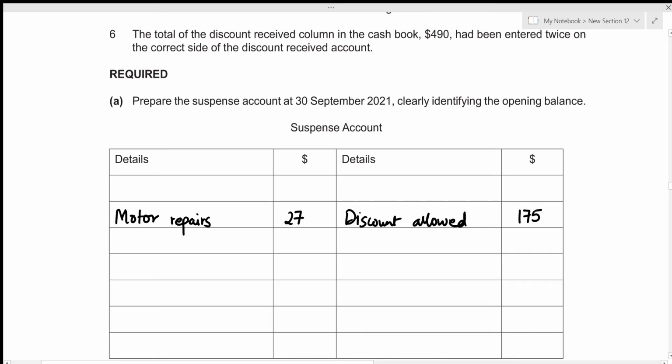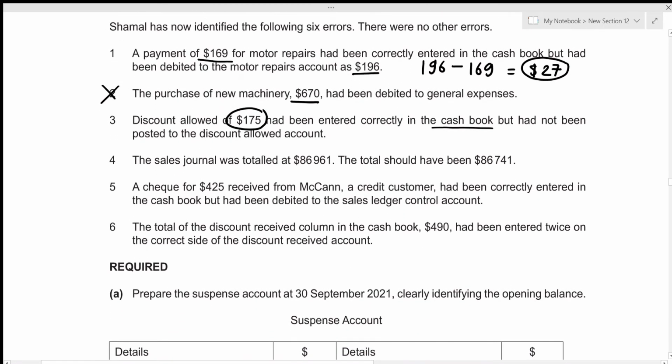Now we can move to the fourth error. The sales journal was totaled at 86,961. The total should have been 86,741. So it is obviously greater than what it should have been, so we can just say that the sales was overstated. Let's figure out the overstated amount first. So that's just the difference between these two amounts, 86,961 minus 86,741, which gives the overstatement of sales to be 220.